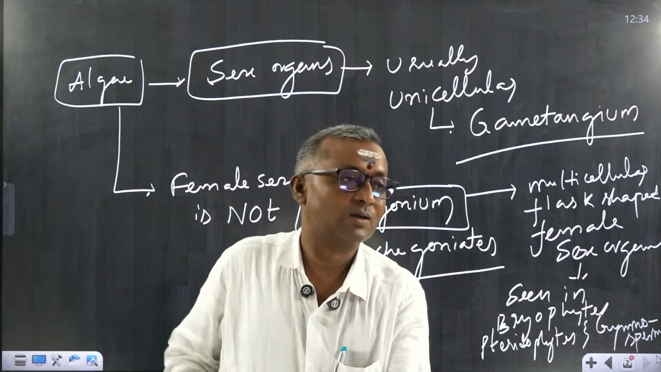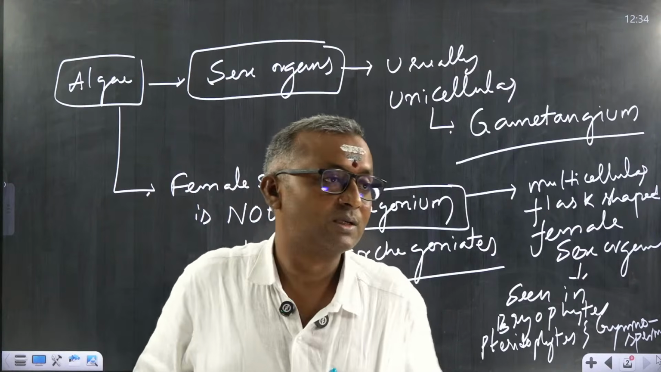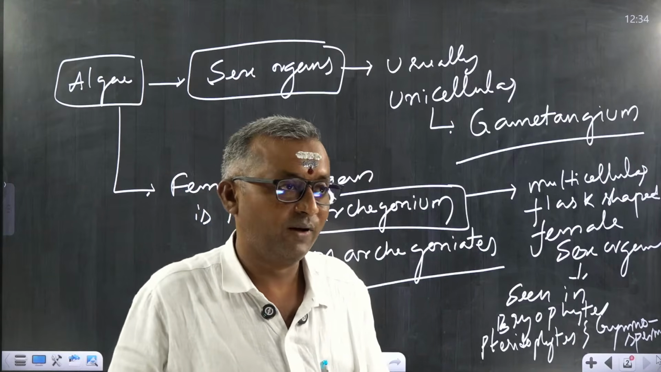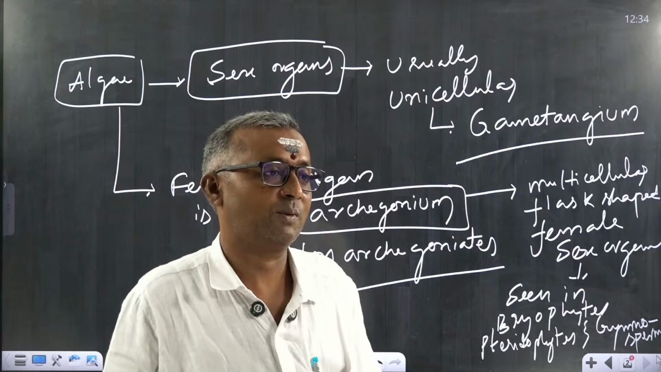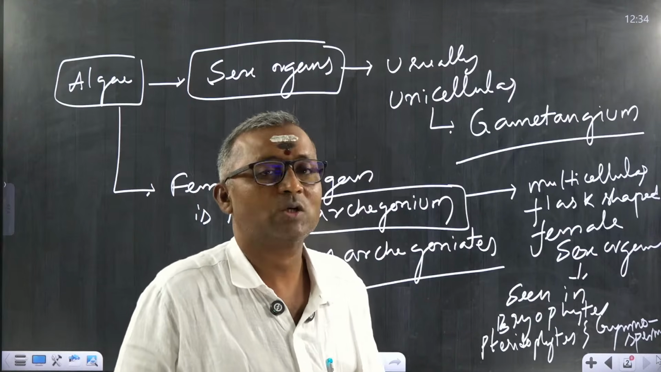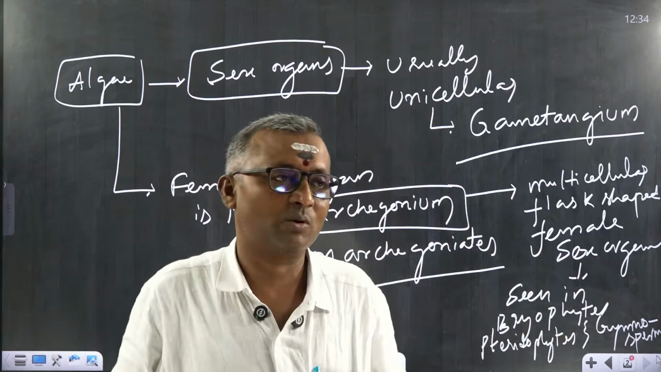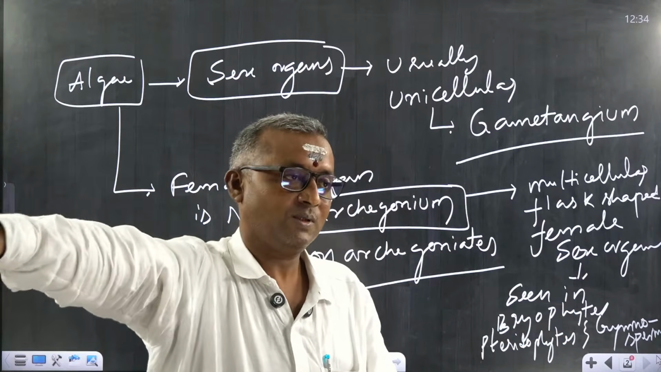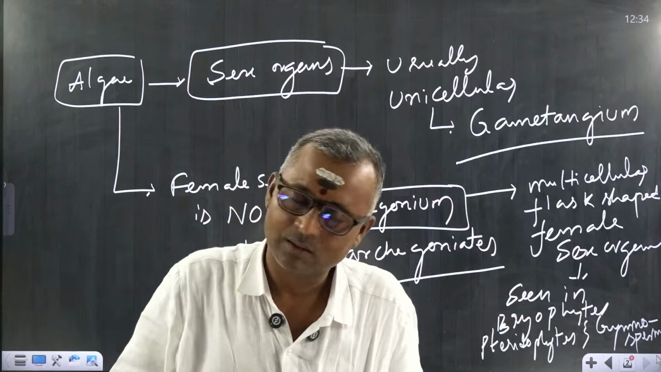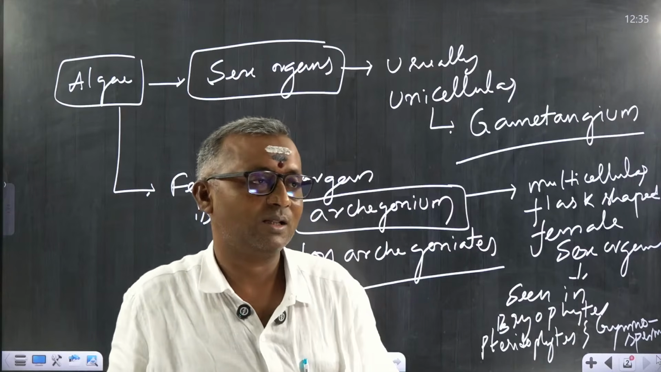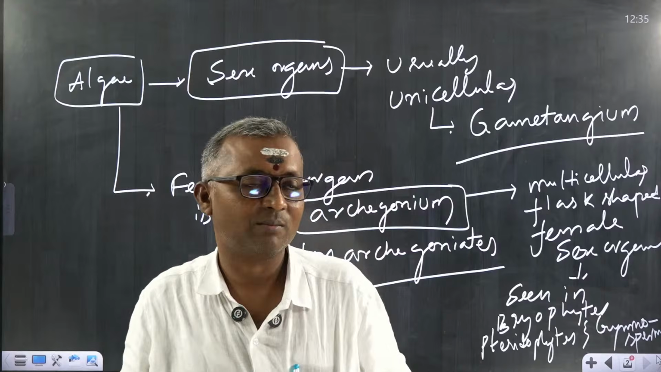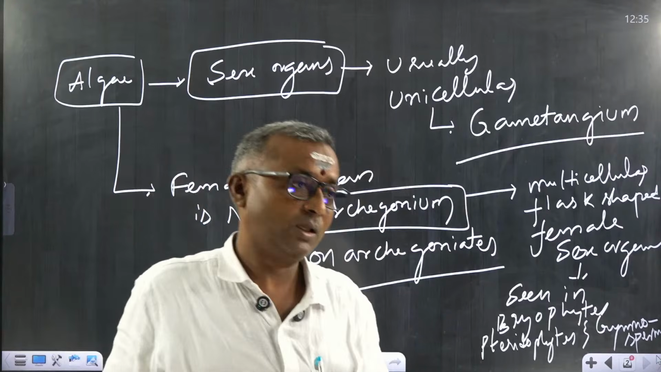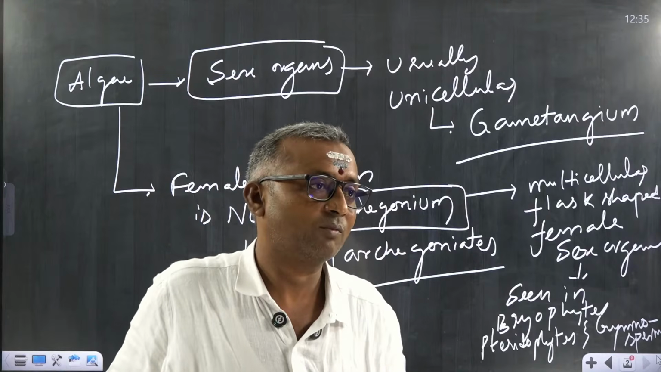Archegonium is a female sex organ in case of bryophytes, pteridophytes and gymnosperms. What is sporophyte in angiosperm? The plant body itself is sporophyte. Whatever plant you are seeing in angiosperms is nothing but sporophyte. Gametophyte, in the sense, like pollen grain you can take as an example. The embryo sac, which is present inside the carpel or inside the ovule, is the female gametophyte.